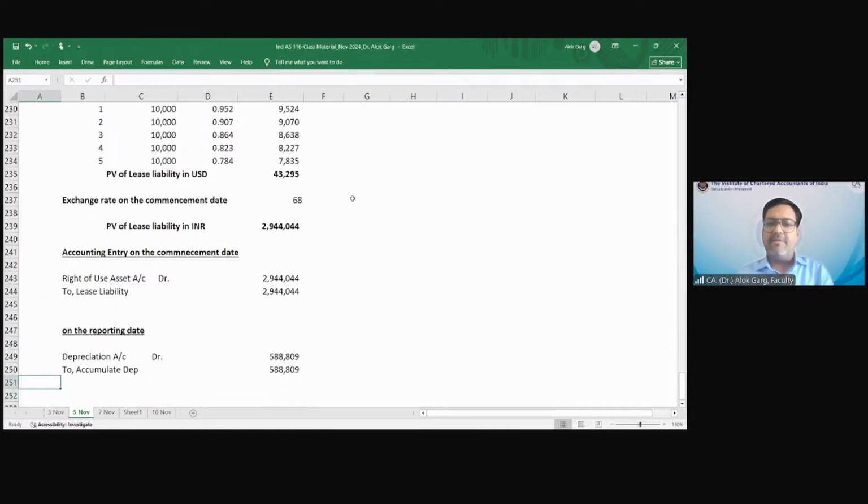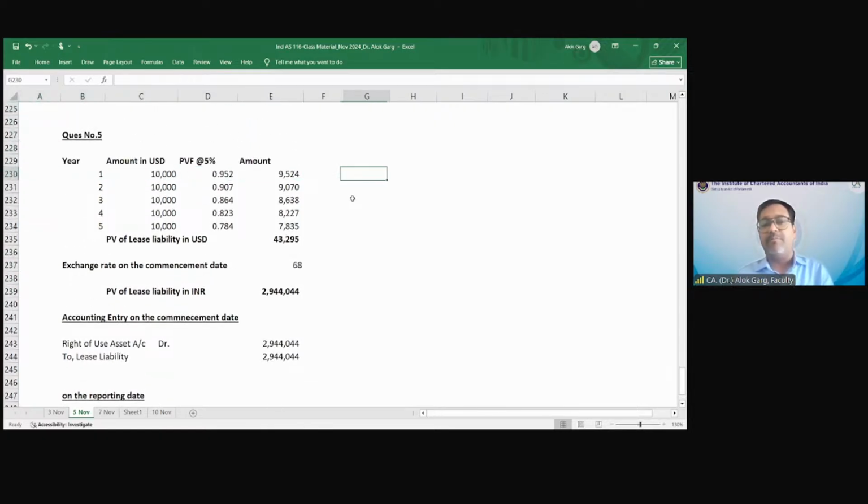So let me prepare the liability schedule also, because you need to compute the interest cost, closing balance, lease payment, right? So every time you need to prepare the liability schedule. And this liability schedule will be in US dollar because interest cost will also be in US dollar. First computation has to happen in US dollar, then we will convert it. I hope it is clear.